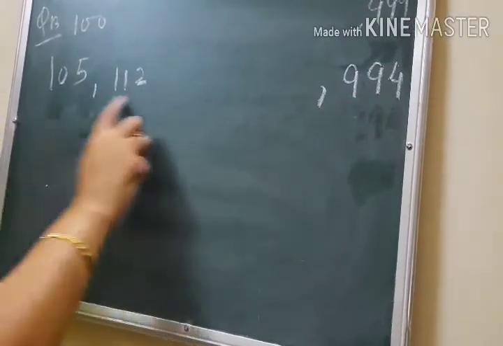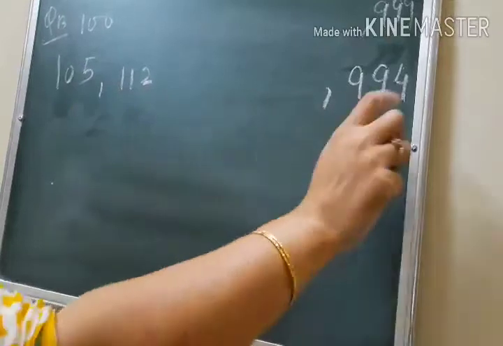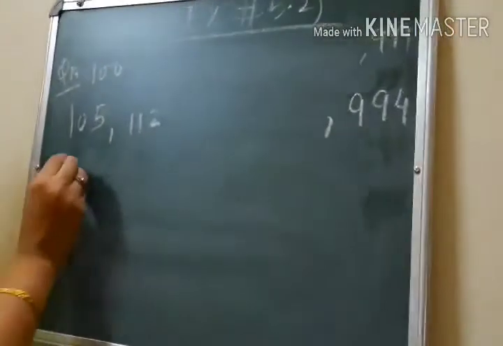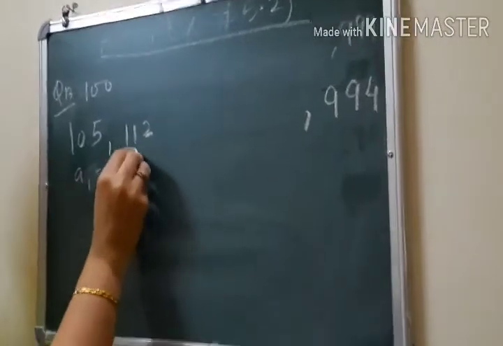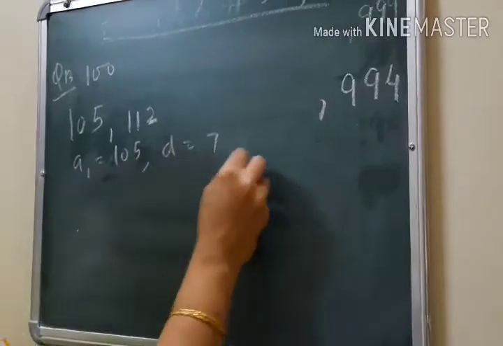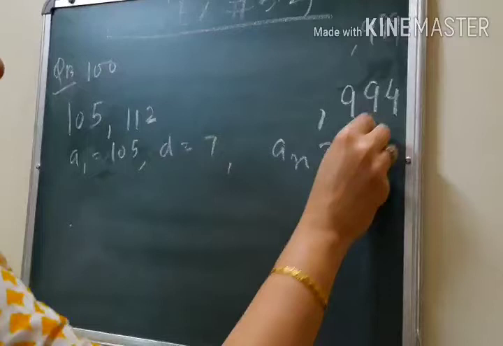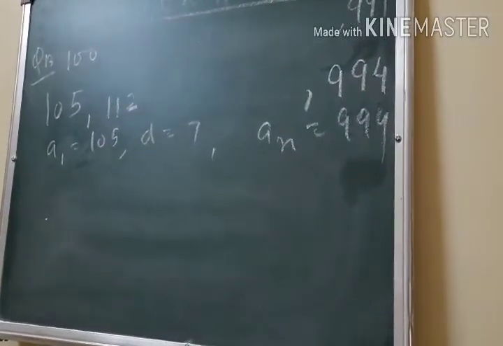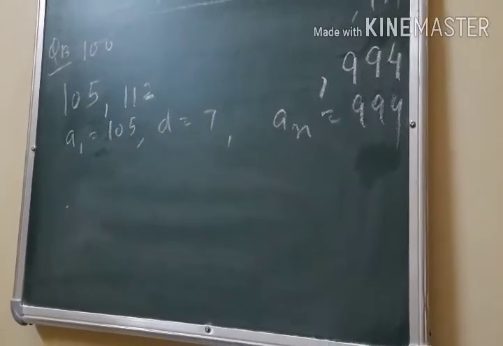So we have got the AP. First we have to make an AP, so we made an AP just by thinking of it. Now we know A1 is 105, we know D is 7, we know AN is 994. Put the formula of AN and find N. Now you can do it. So this is your homework.